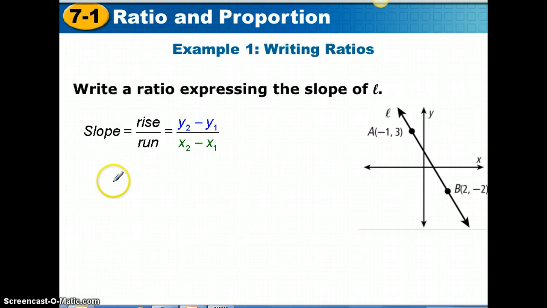y2 is negative 2. y1 is 3. Over the run, x2 minus x1. x2 is 2 minus x1, which is negative 1. Minus a negative 1, I'm going to rewrite as plus positive 1. So negative 2 minus 3 is negative 5, and 2 plus 1 is 3. So we can see that the slope of line L is the ratio negative 5/3.